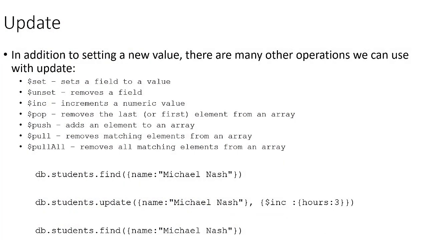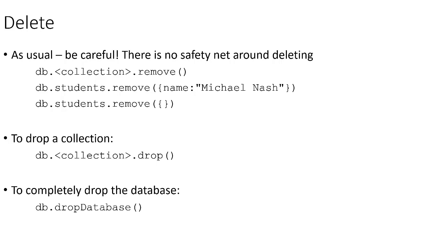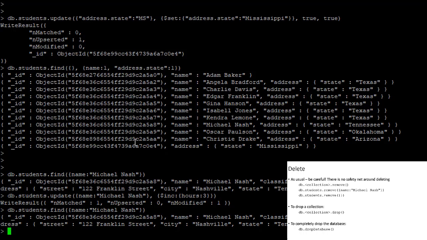So there are a lot of really useful things you can do with the update function, and that's something I would encourage you to play around with a little bit. And of course, the last operation that we can invoke upon data is to delete. And as usual, be careful because there's not much of a safety net around deleting. If we want to delete just a single document from a collection, we say db dot the name of the collection dot remove, and let's just get rid of Michael Nash.